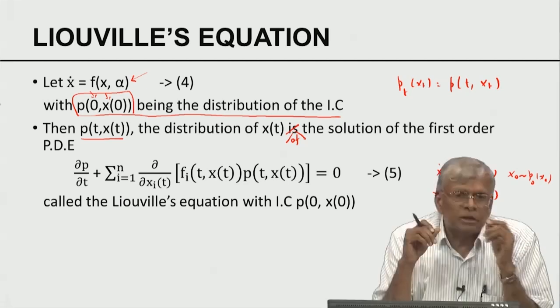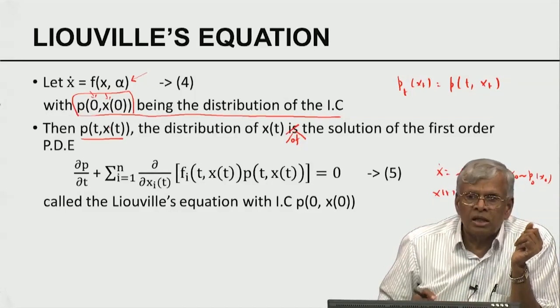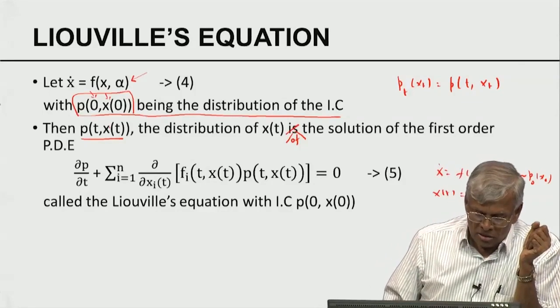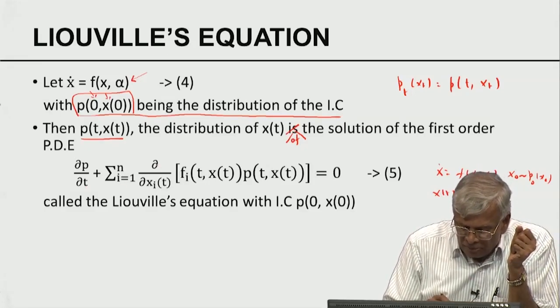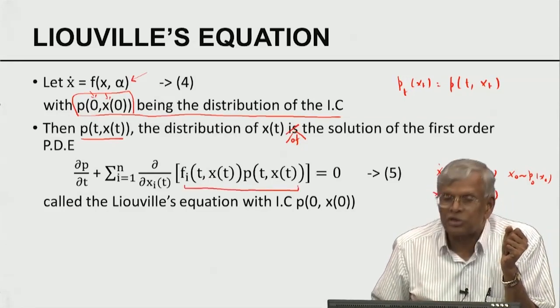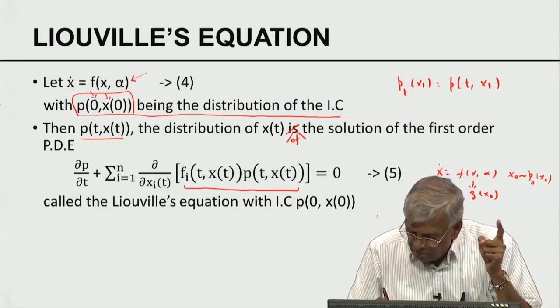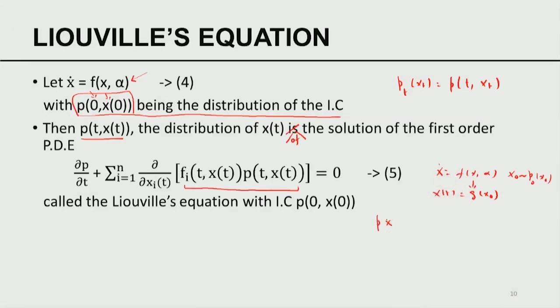I'm not going to derive this. It can be shown that pt of x of t is given by the solution of a partial differential equation, where the partial of p with respect to t plus the summation from i equal to 1 to n of the partial of the product Fi times Pt. Now P is a scalar function. Please remember, P is a probability density function. It is defined on R cross Rn to R. So P has the first component time, the second component x is a vector, and the value of p is always a scalar. The probability is a number between 0 and 1, and the integral of the probability must be equal to 1.